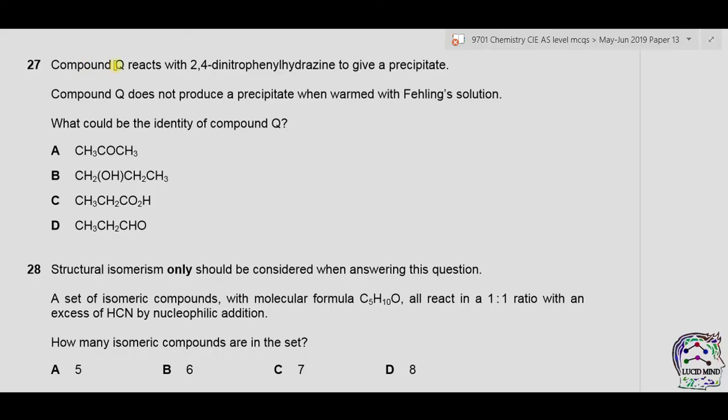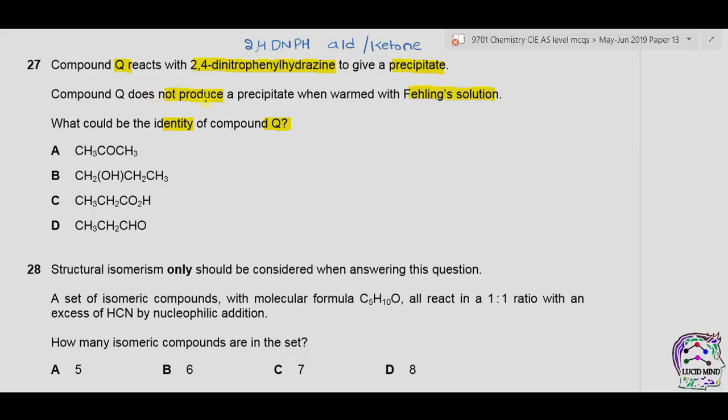Question 27. Compound Q reacts with 2,4-dinitrophenylhydrazine to give a precipitate. Compound Q does not produce a precipitate when warmed with Fehling's solution. What could be the identity of compound Q? Now the first test is with 2,4-DNPH, and we know that 2,4-DNPH gives a positive result with aldehydes or ketones containing carbonyl carbons. So compound Q could be an aldehyde or it could be a ketone.